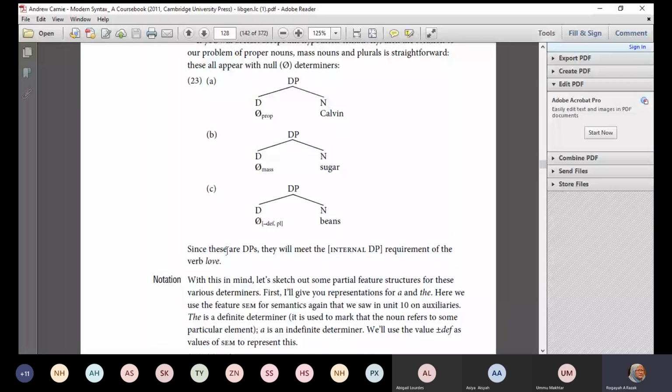So since these are all DPs, A, B, C, they're all DPs, they will meet the internal DP requirement of the verb love. Love means the VP. So the VP will take love, will take DP Kelvin. The verb phrase love will take sugar. The verb phrase love will take beans. That's what he's saying.